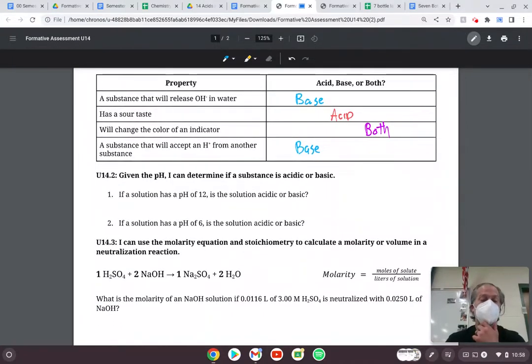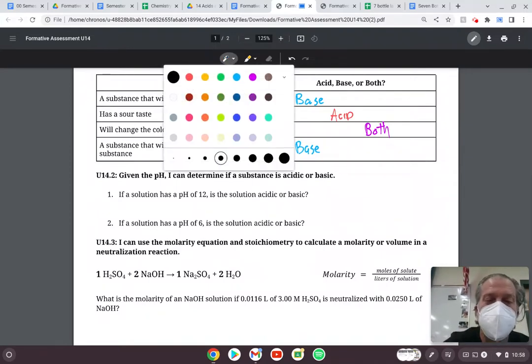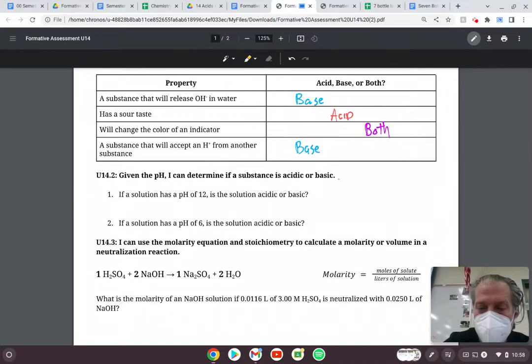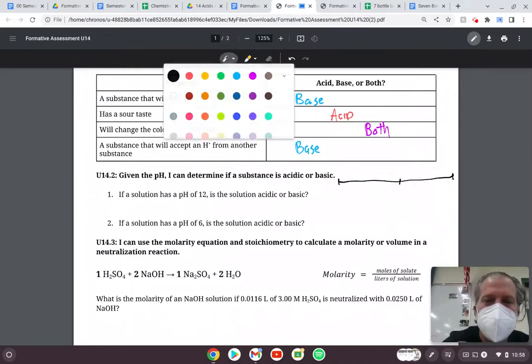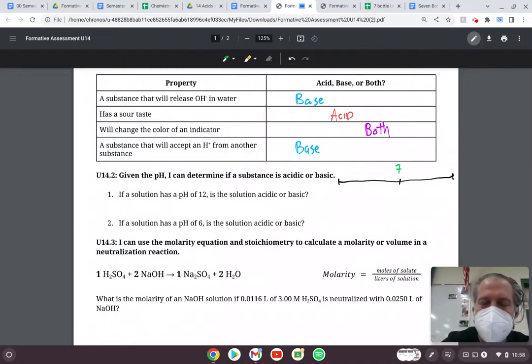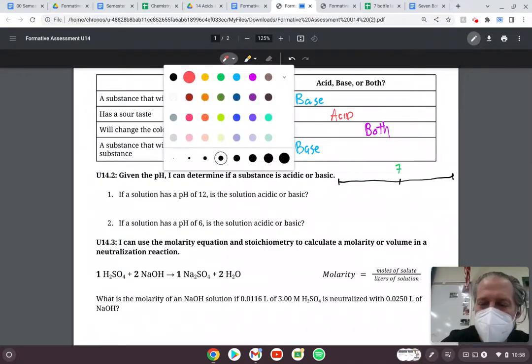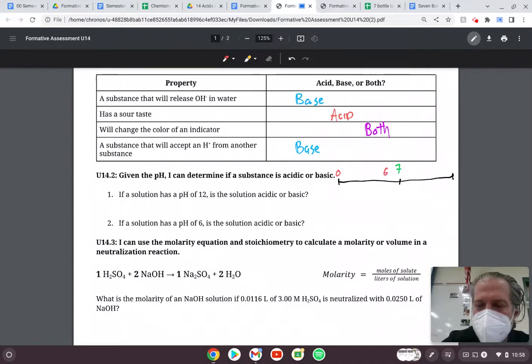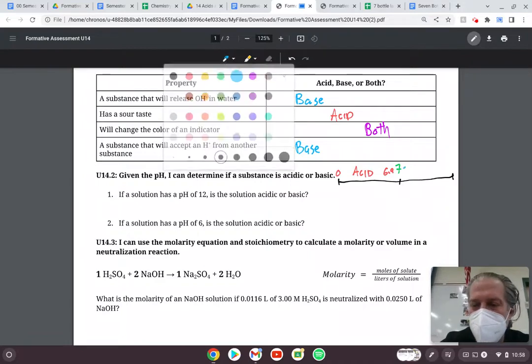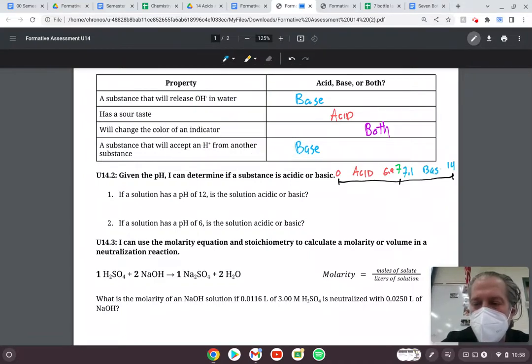In part 14.2, you can use the pH scale to determine if something is an acid or a base. So we have a pH scale that looks something, I guess, like this, where you would have 7 there. Anything that falls in a range from 0 to like 6.9 would be considered an acid, and anything that falls in the category of like 7.1 to like 14 would be a base.